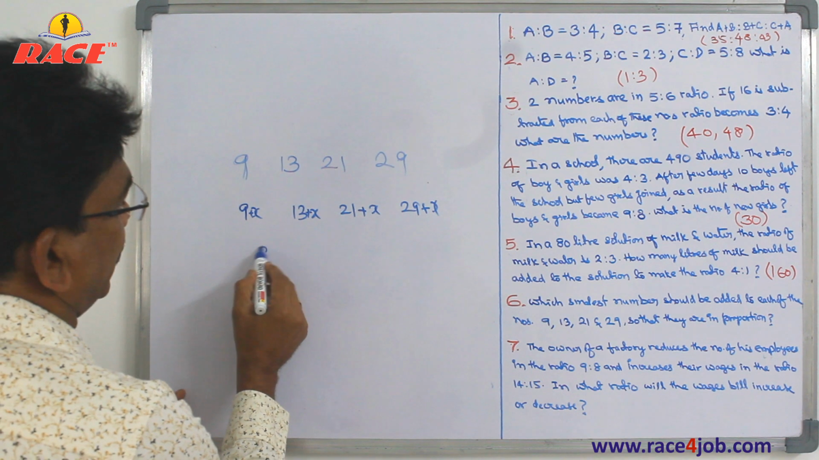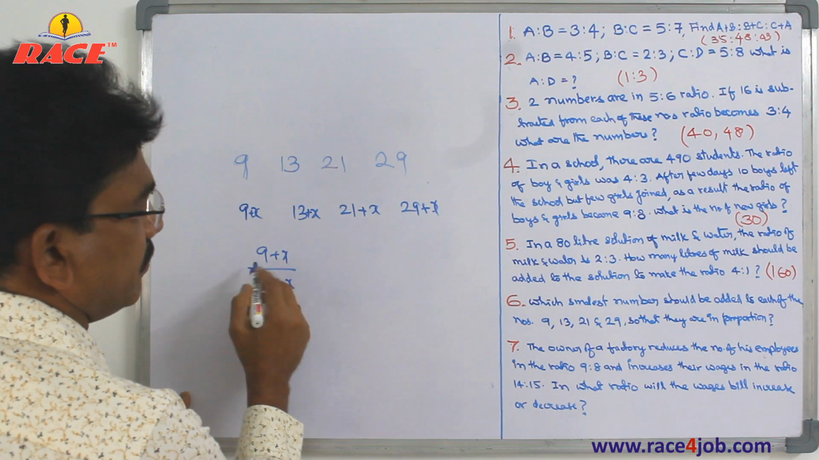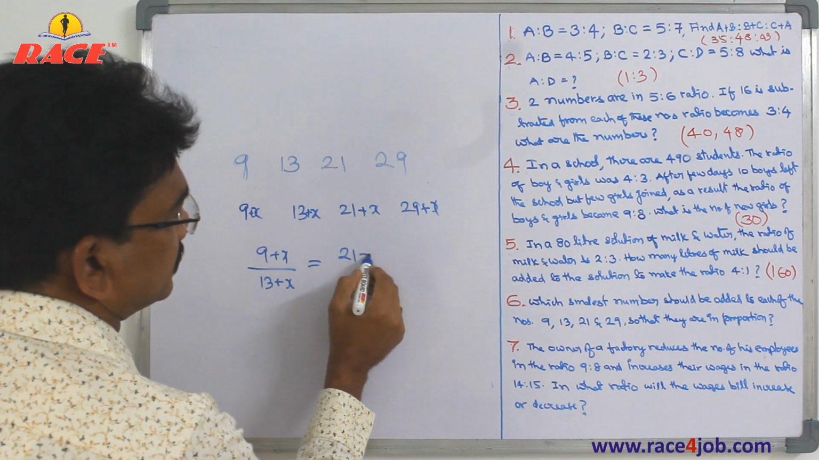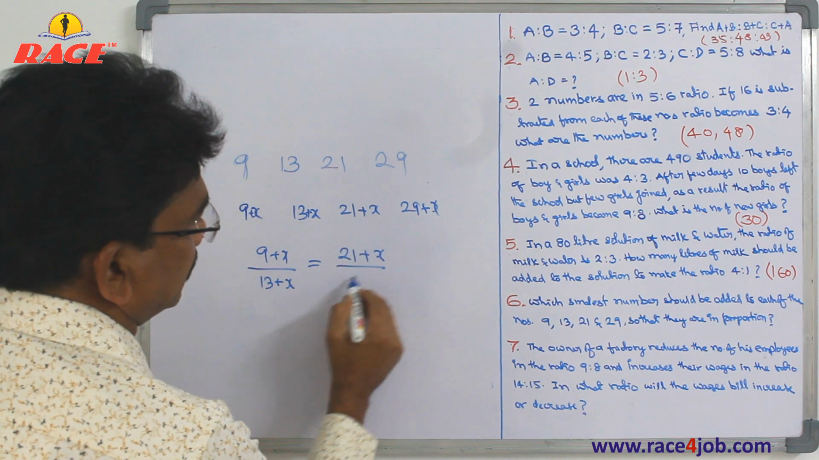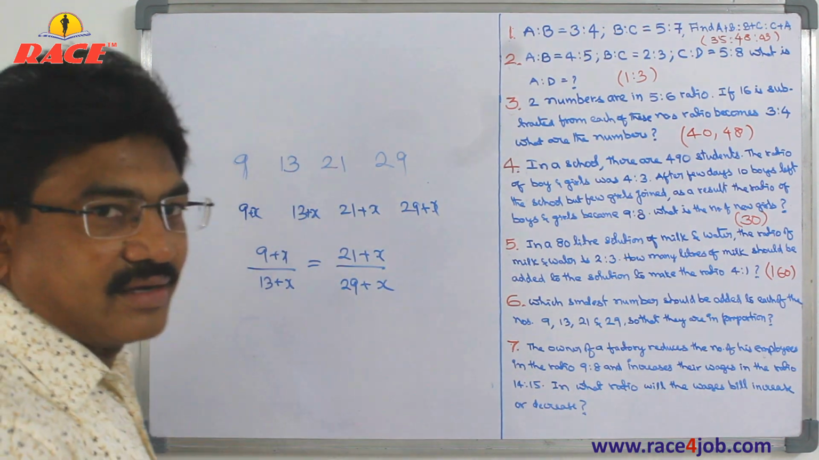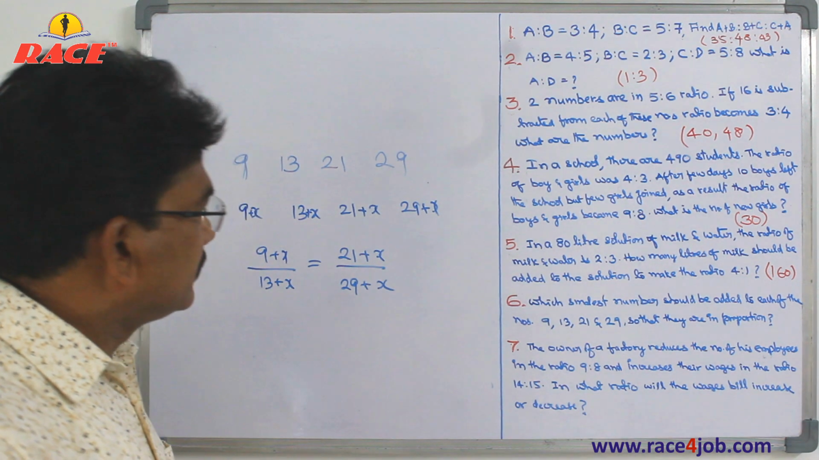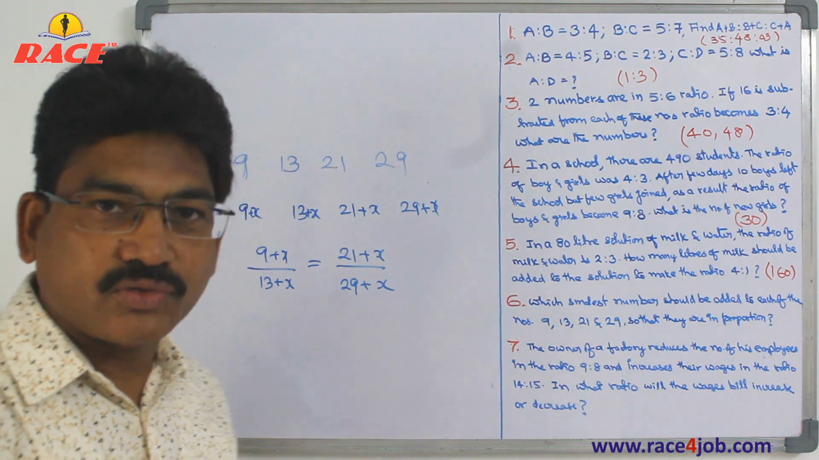That means (9 + x) by (13 + x). First term by second term is (21 + x), third term by fourth term, (21 + x). This is how we write. Okay? Right. And see, it is very difficult to solve the question.